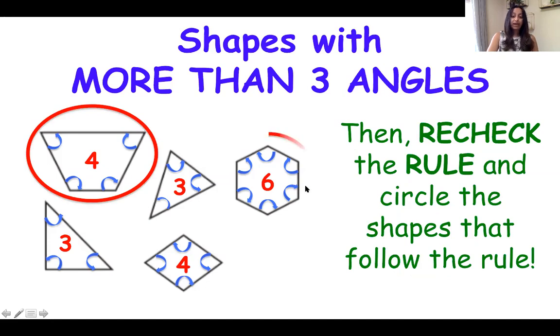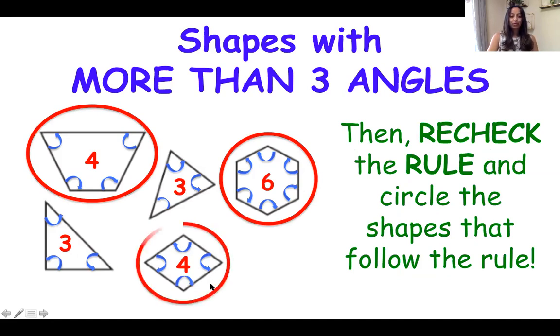6 is more than 3 angles, so we'll circle that one. This is exactly 3 again, so that one doesn't work. And this is 4, which is more than 3, so we'll circle those. So out of these 5 shapes, again, 3 of them matched our rule of having more than 3 angles.